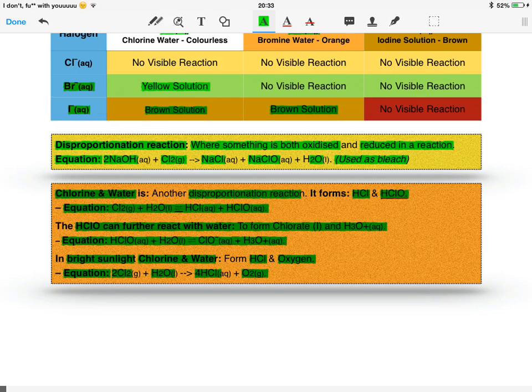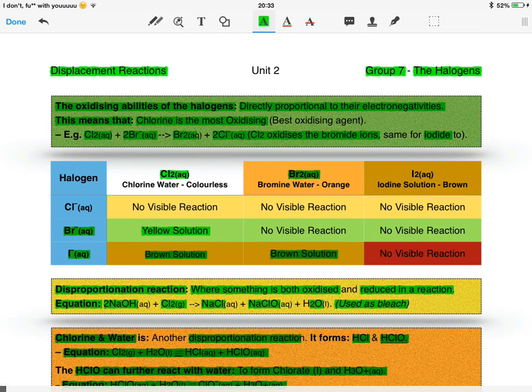I'd recommend you just learn these equations, they're not very hard, and then that's all you need to know for the displacement reactions of the group 7 halogens.